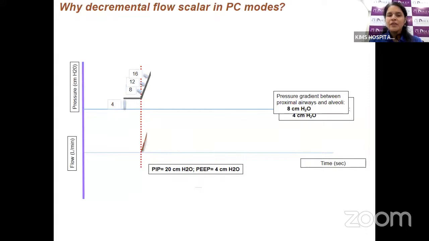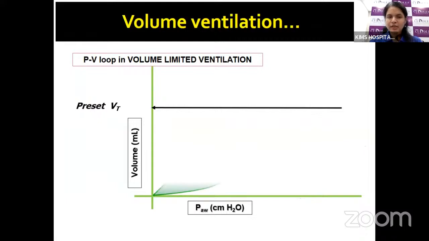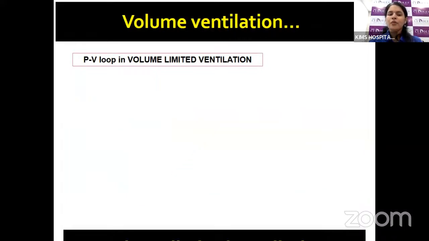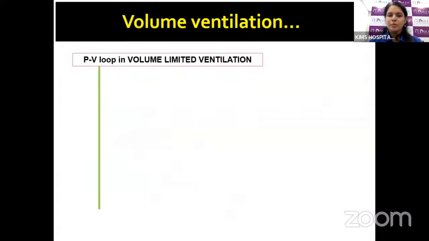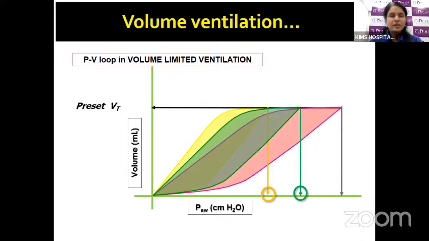And hence, in a very small baby who has increased respiratory efforts, you may see a phenomenon called flow starvation happening during volume limited ventilation. But what we do know is the pressure-volume loop in volume limited ventilation ensures that the tidal volume is preset, is fixed, and only the PIP that is required for generating this tidal volume varies based on the compliance. But again, this may come with a problem.